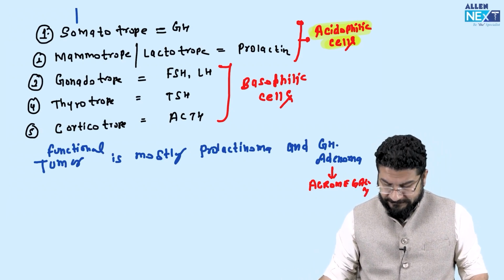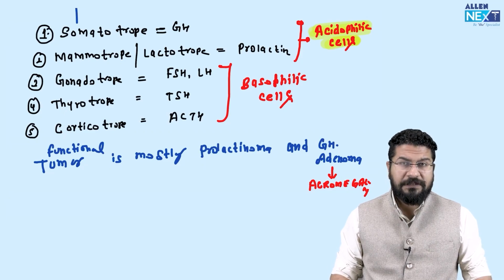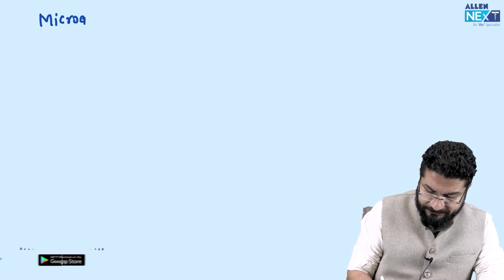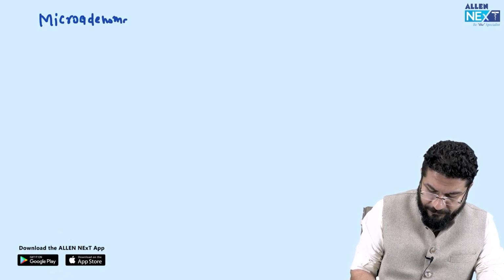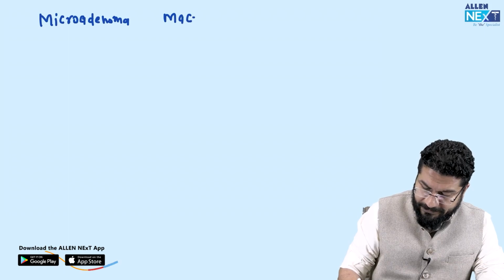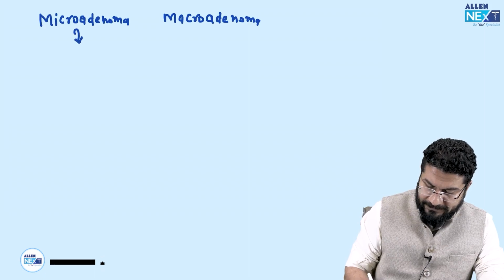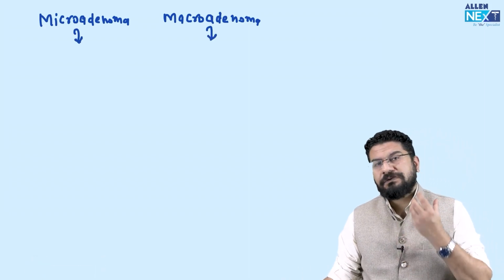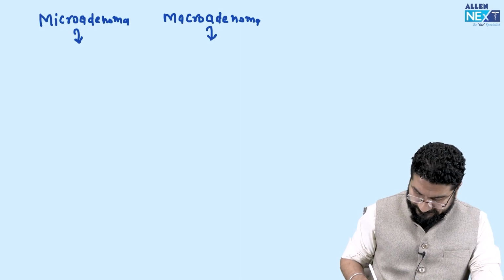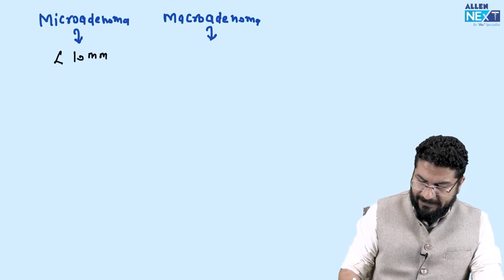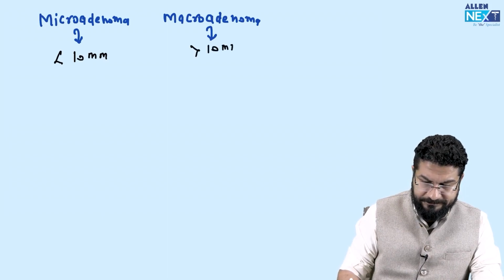Now, if I go into more detail, sometimes they ask you an MCQ based on size. Based on size, I can divide this pituitary tumor into microadenoma and macroadenoma. Microadenoma means any tumor whose size is less than 10 mm, and macroadenoma is when size is more than 10 mm, right?